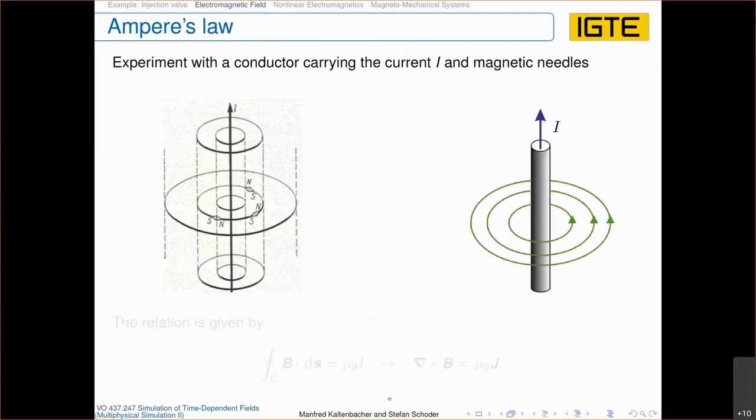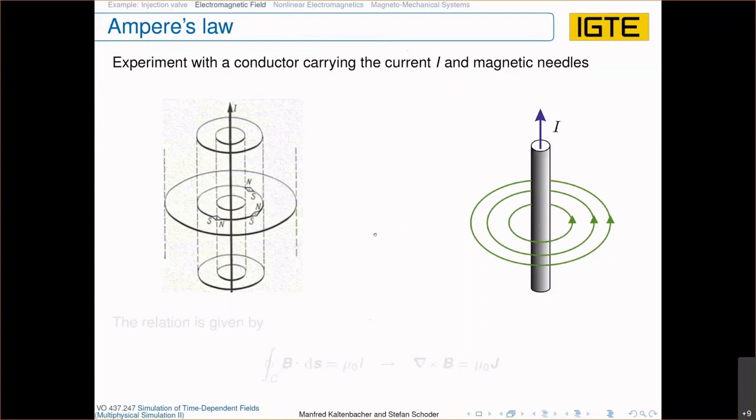So let's have some details about the different laws and the extension by Maxwell. We all know that if we have a conductor carrying a current I, that there will be forces acting, for example, as here on magnetic needles. And one can show that actually these forces are due to a physical field, which we call the magnetic field. And the field lines are looking like this, as shown here.